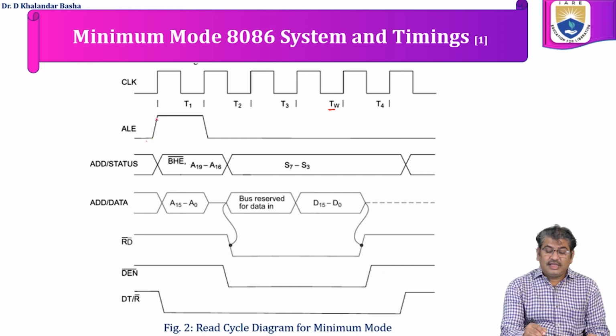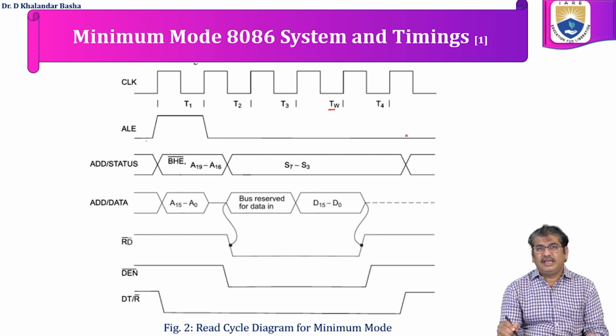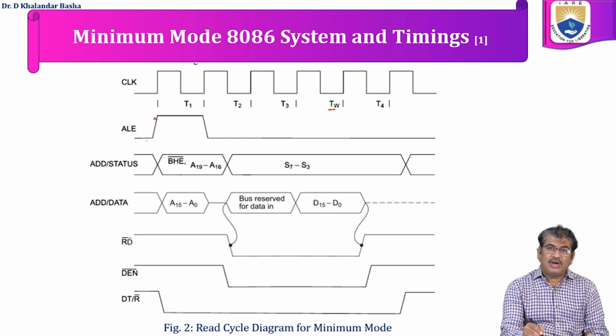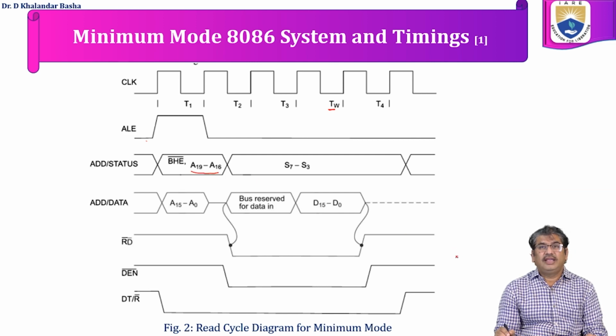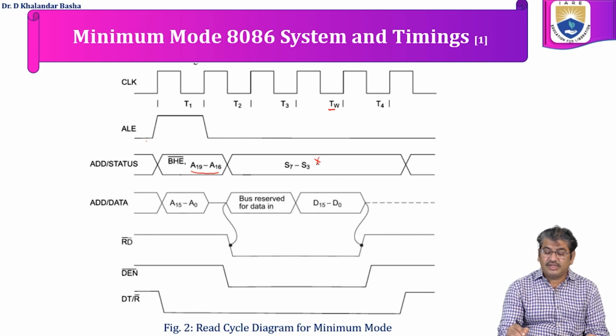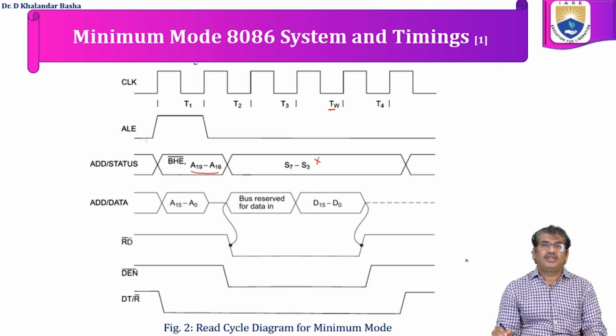During T1, the ALE signal will be 1. From T2 to T4, the ALE signal will be 0. When ALE signal is 1, that is during T1, the address and status lines will give the address information on A19 to A16. The rest of the time, this will give the status information. However, the status information is not required for the minimum mode.